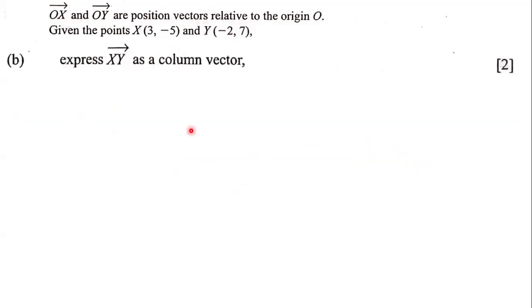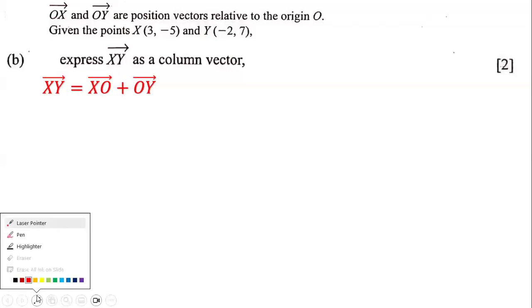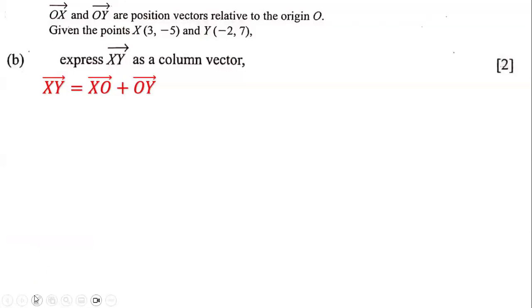Okay, now the next question states, express XY as a column vector. So, all right, what is XY? Well, XY is going to be equal to XO plus OY. Now, why is that the case? You could think about it like this.